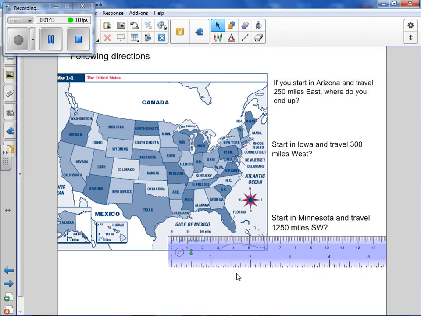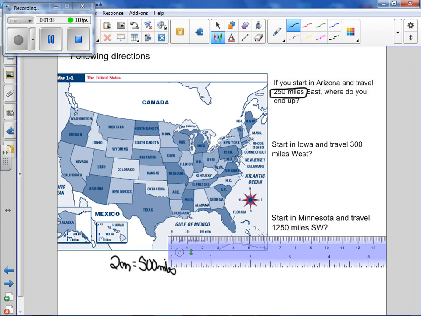So again, my scale factor is always drawing to original. So in my drawing, 2 centimeters is the same as 500 miles. Again, when you measure that, you're going to get something slightly different. I'm just showing you the work to get there. So now I need to figure out how many centimeters 250 miles is. So I take my conversion 2 over 500. Since the 500 is in miles, I put the miles on the bottom and my centimeters on top.